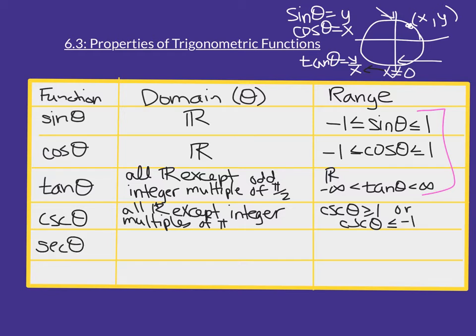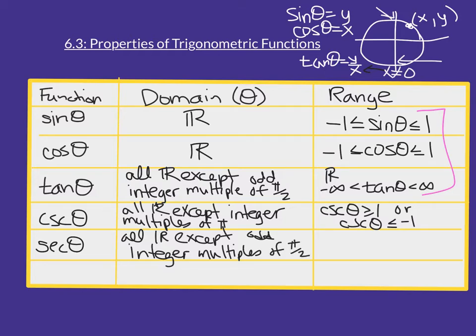Secant, remember, is the reciprocal of cosine, and it's going to actually have the same domain as what we had for tangent. The reason for that is the secant is 1 divided by x, so we want the values where x is not equal to 0. And the range of that one is actually the same as the range of my cosecant.